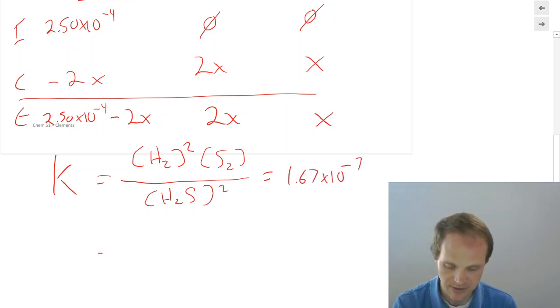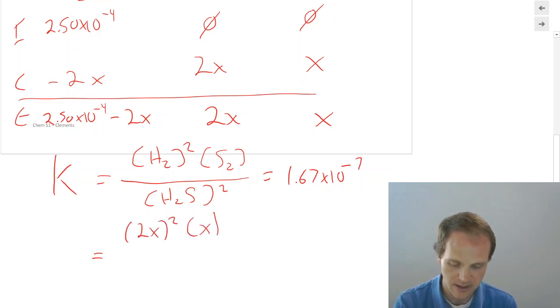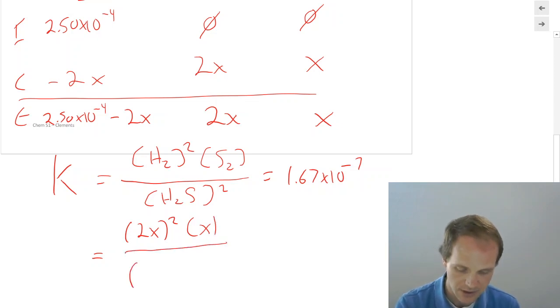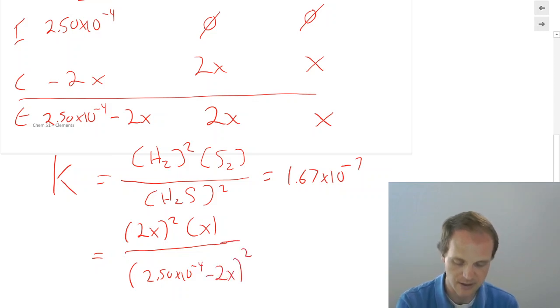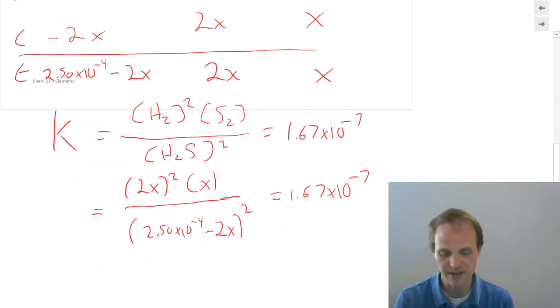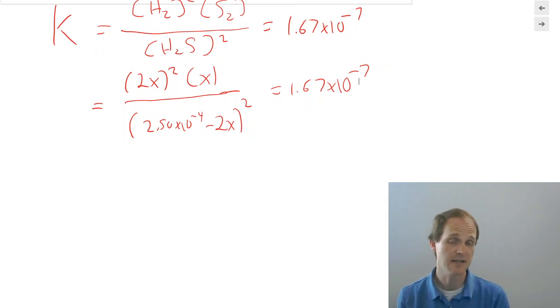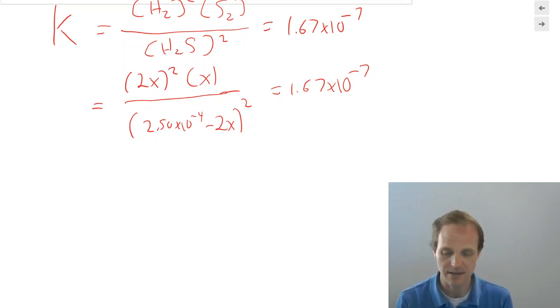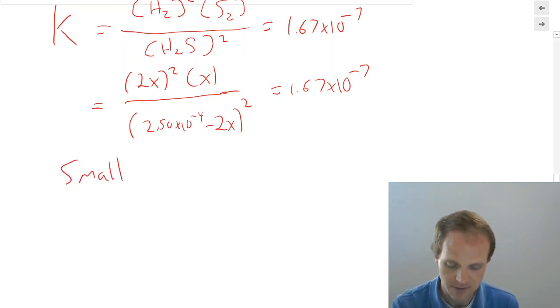And we're going to plug in our values down here, and we get (2x) squared times x, let me make a bit of parentheses there, over (2.50 times 10 to the minus 4th minus 2x) squared equals 1.67 times 10 to the minus 7th. And we look at that and we're like, well, we expect very small x's on top, right? How small? We don't know. But let's go ahead and try to make the small x assumption, as it's called.